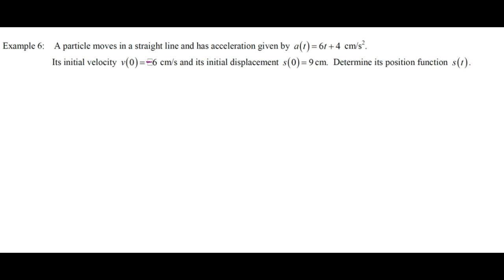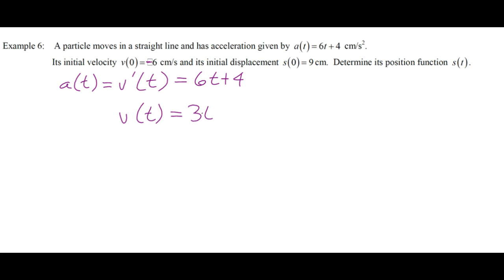So initial velocity v of 0 is negative 6 centimeters per second, and its initial displacement is 9 centimeters. Determine its position function s of t. So we can start off by saying, well, we know that a of t is equal to v prime of t, which is equal to 6t plus 4. So what's v of t? 3t squared. Yeah, so 3t squared, so it's the antiderivative, right?